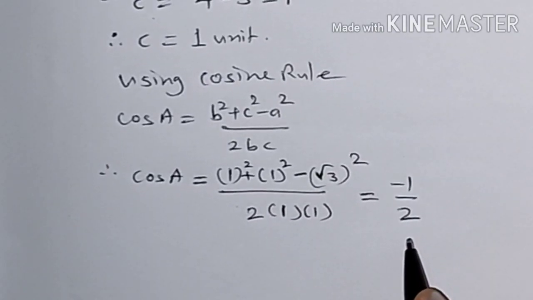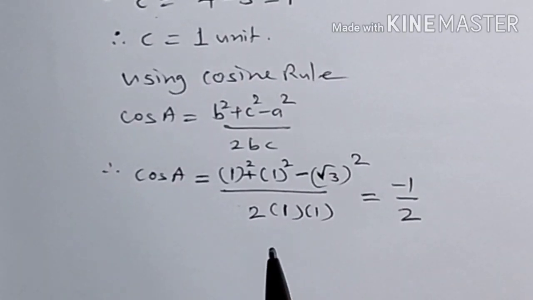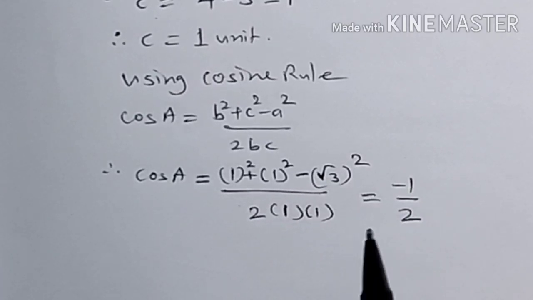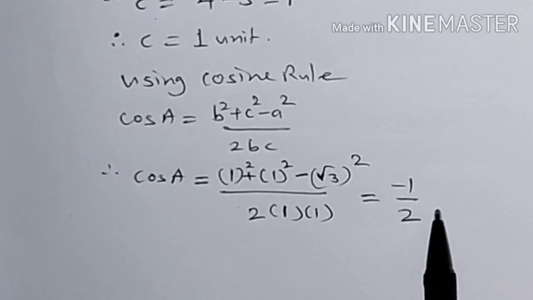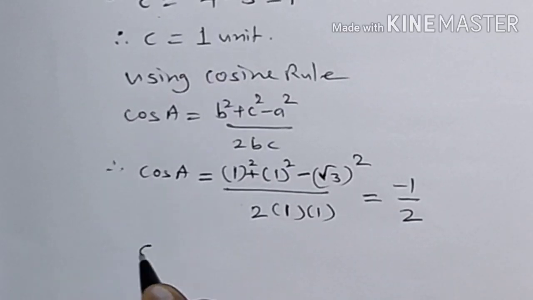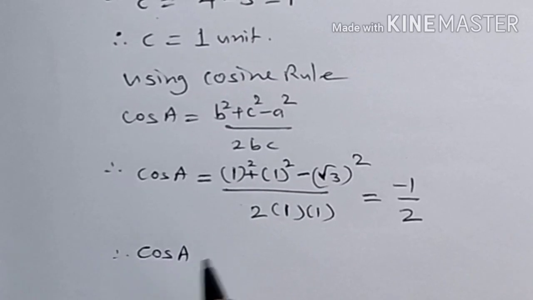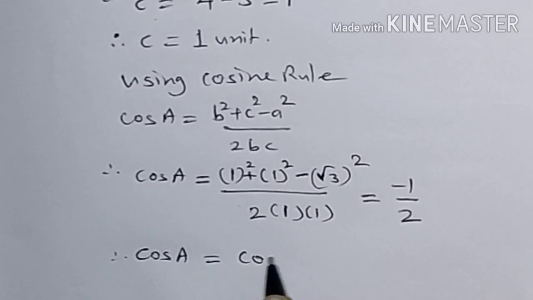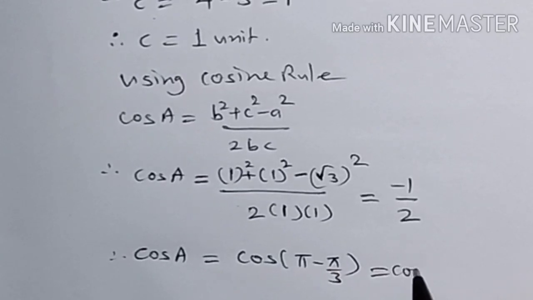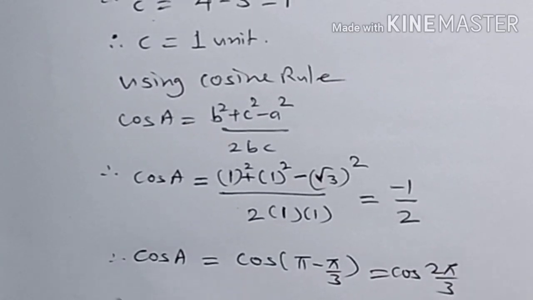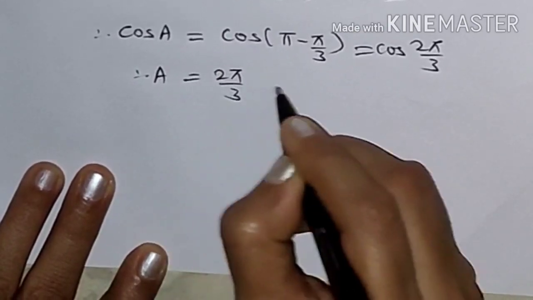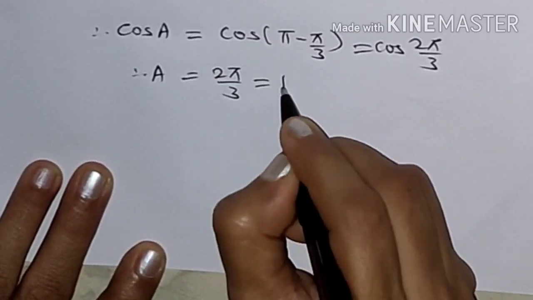So we get cos A is equal to minus half. That means angle A is an obtuse angle. It is in the second quadrant. We know the value of cos pi by 3, or cos 60 degrees, is equal to half. So cos A is equal to cos of pi minus pi by 3, that is equal to cos of 2 pi by 3. So angle A is equal to 2 pi by 3, or 120 degrees.